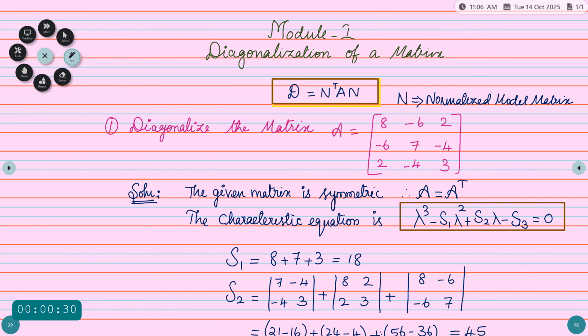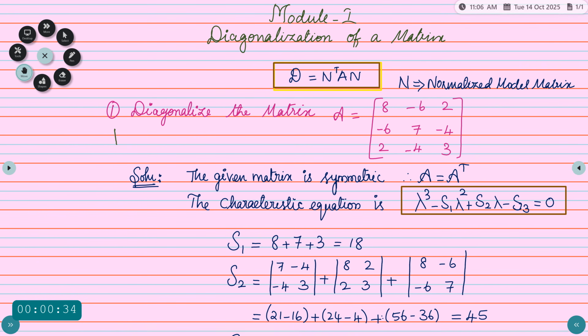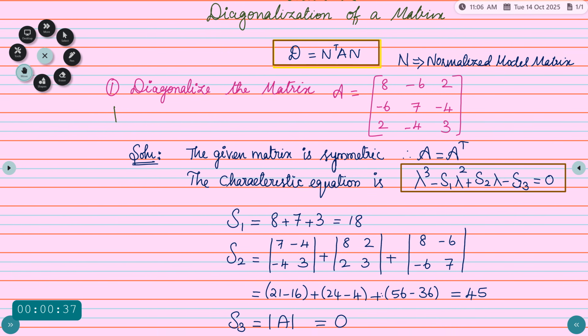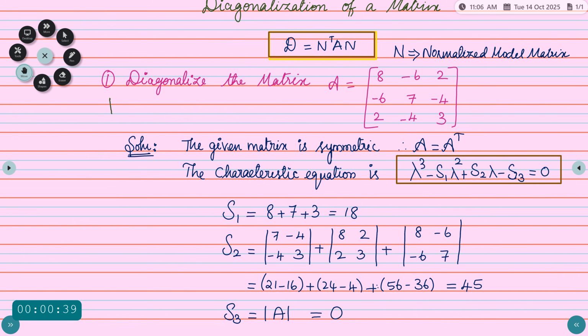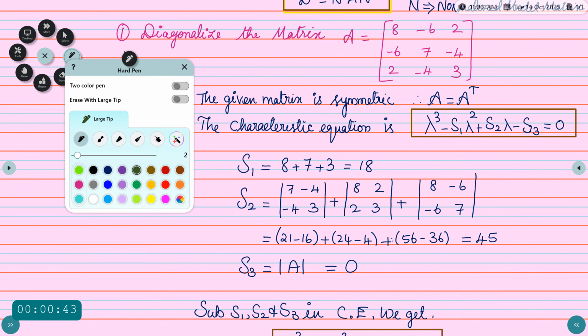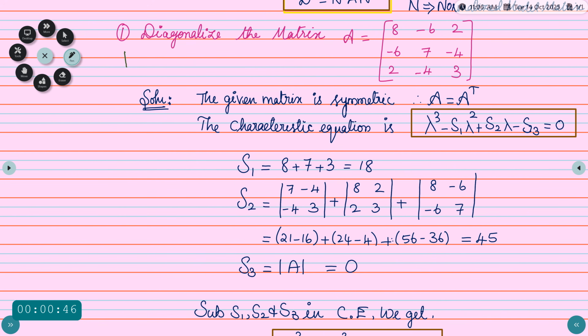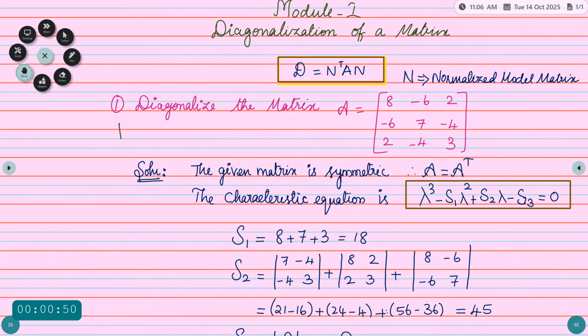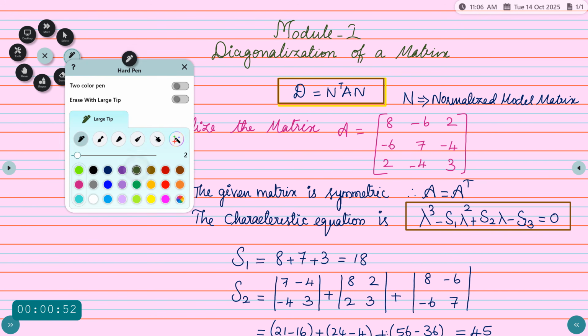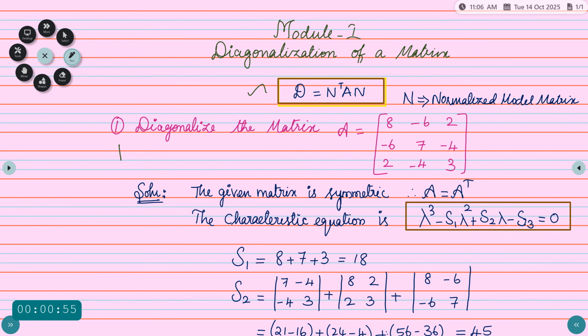Okay. See the topic, diagonalization of the matrix. What is the formula for diagonalization? The diagonalization formula is D equal to N transpose A N. This is the formula for diagonalization, where N is the normalized modal matrix and A is the given matrix.